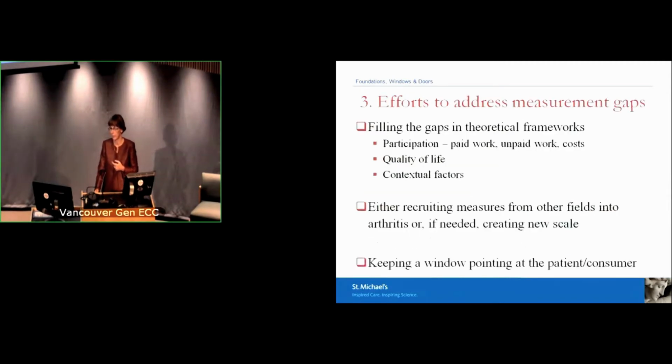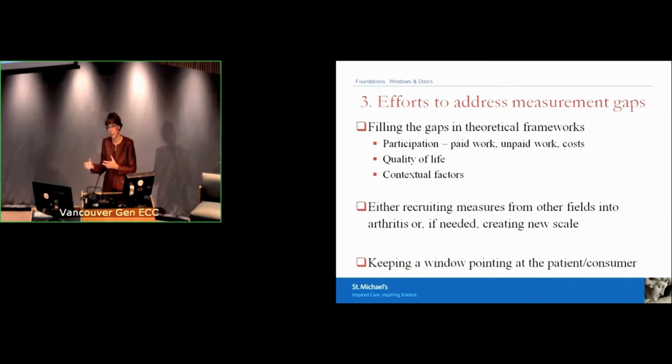So that makes it very real time for them. The third door I think is opening is around our efforts to address some of the measurement gaps. And I think many of you are probably working on measures of participation restrictions for paid work, unpaid work, or some of the costing, because Vancouver certainly is centered for that type of work. There's lots going on in quality of life, a lot going on around how to measure contextual factors and their impact on some of our health outcomes.